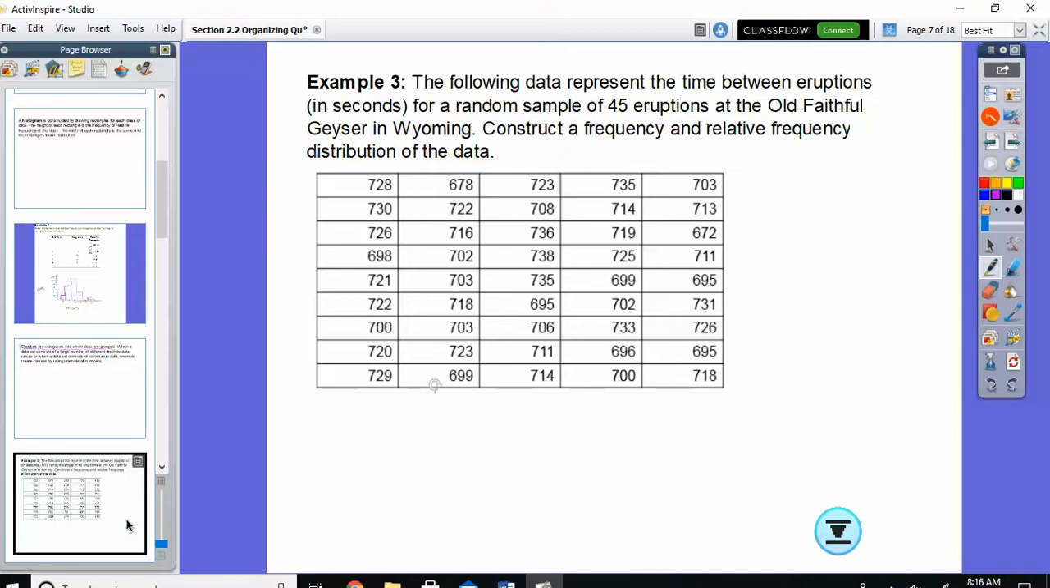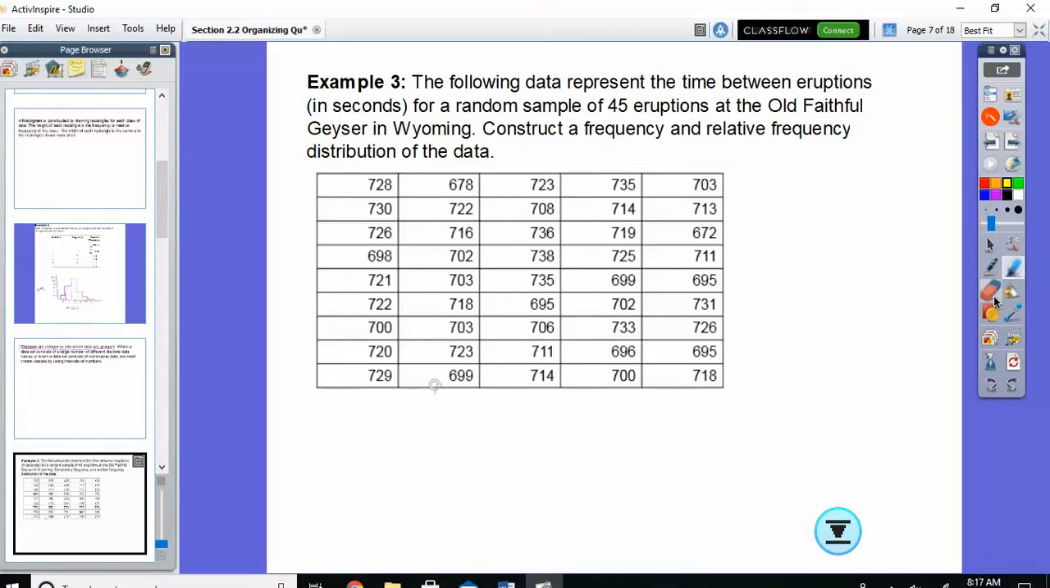So here is an example. The following data represent the time between eruptions in seconds for a random sample of 45 eruptions at Old Faithful. Construct a frequency and relative frequency distribution. Okay, this is discrete data because I rounded it to the nearest second, but do you see a lot of repeated numbers here? No, so it's probably not going to show me a lot if I just graph each one of these numbers separately. This would be a situation where we might use classes to show it. Let's see if we can find our lowest and our highest numbers for that.